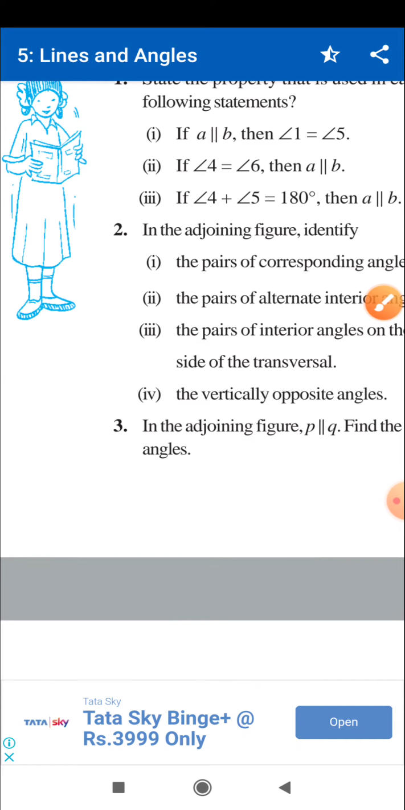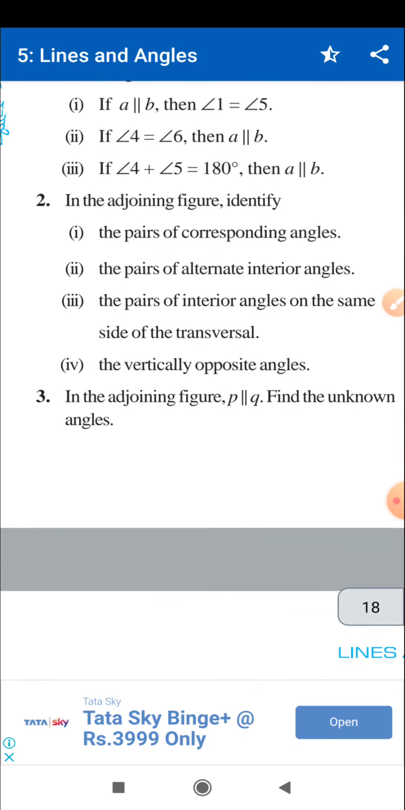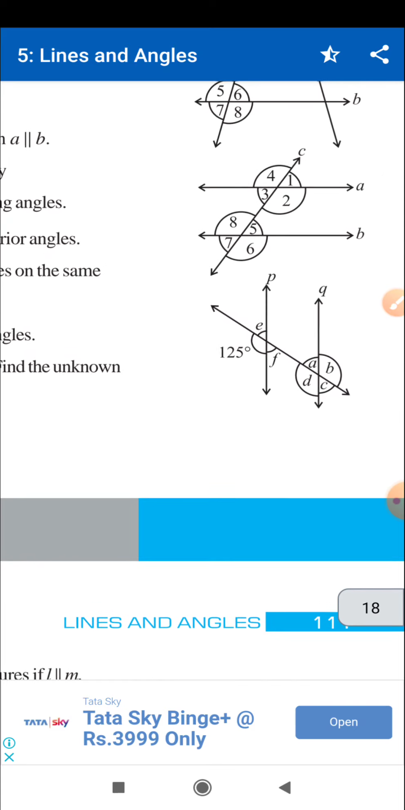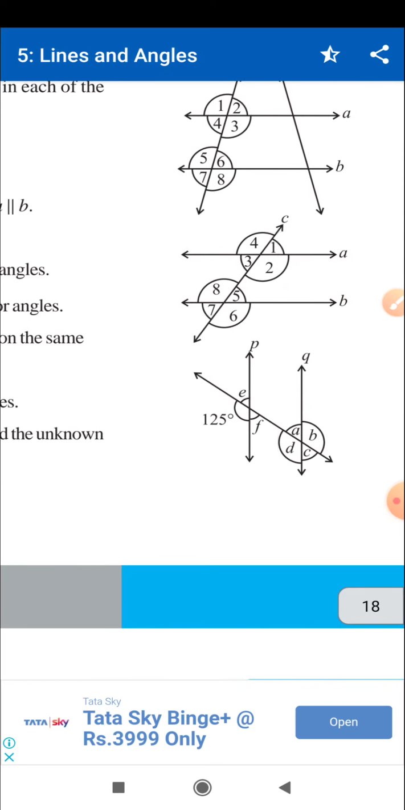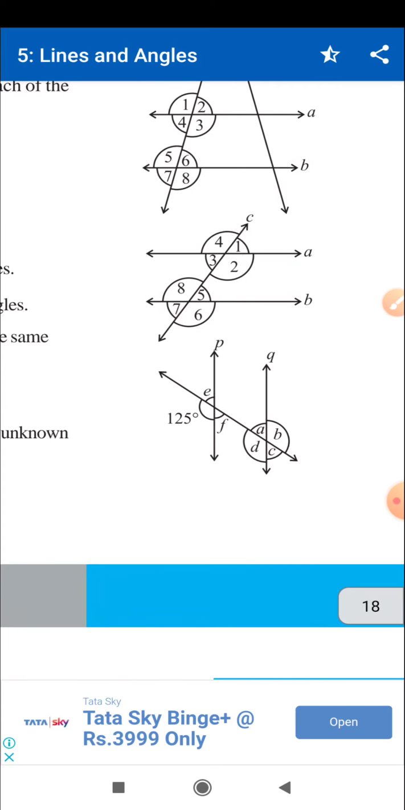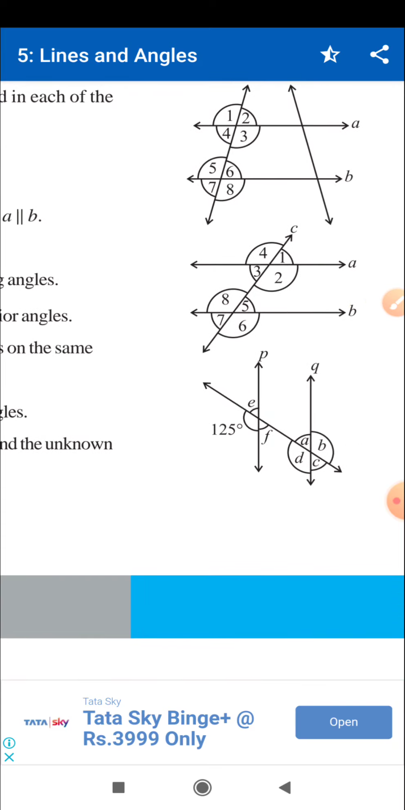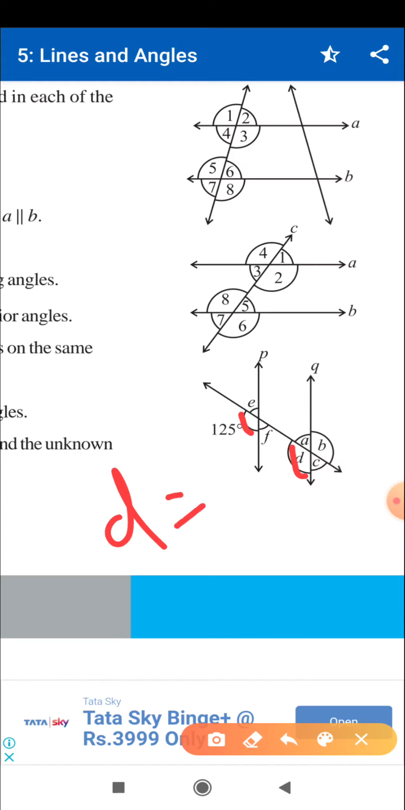Our next question is: in the adjoining figure, P is parallel to Q. Find the unknown angles. So in this figure we can see that 125 degrees and angle D make a pair of corresponding angles, so their values must be equal. So D is equal to 125 degrees by the property of corresponding angles, and it is given in the question that P is parallel to Q. Now move to our next unknown value.